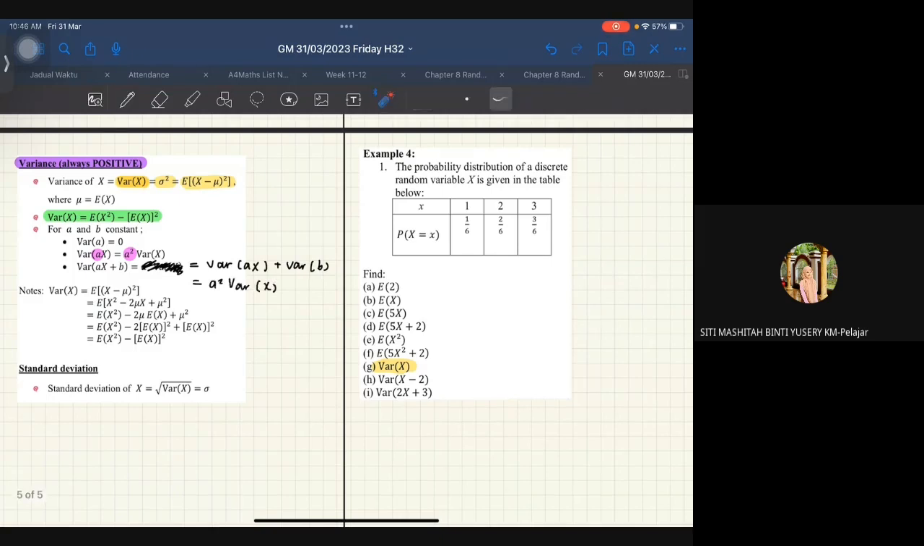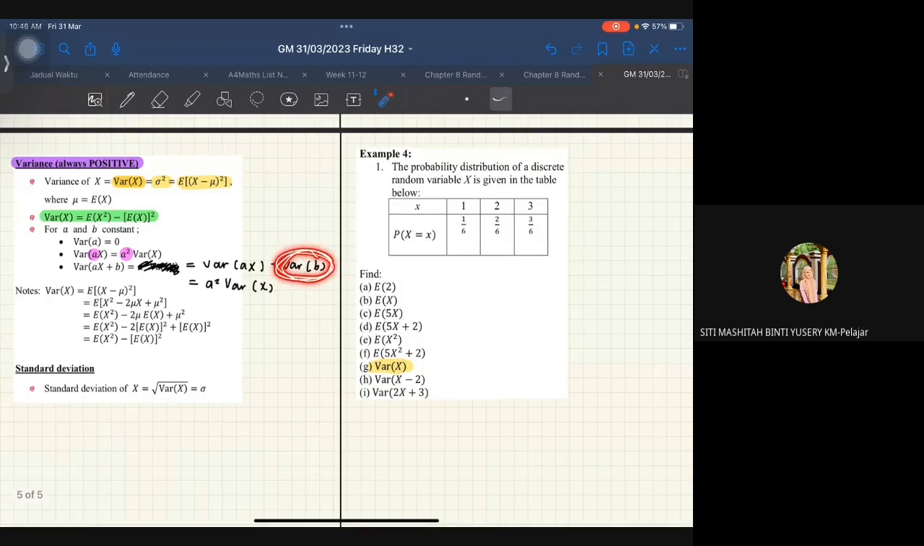Okay, and then we know that for var AX, dia akan dapat A square times with var X. Okay, so yang belakang ni jadi apa? What happened to this one over here? 0. 0, exactly. Sebab dia adalah constant. So that's why kita akan dapat balik A square var X. Settle.